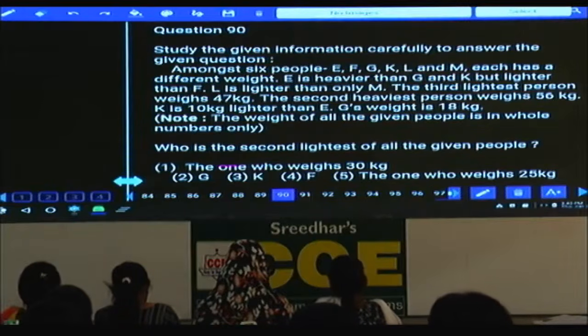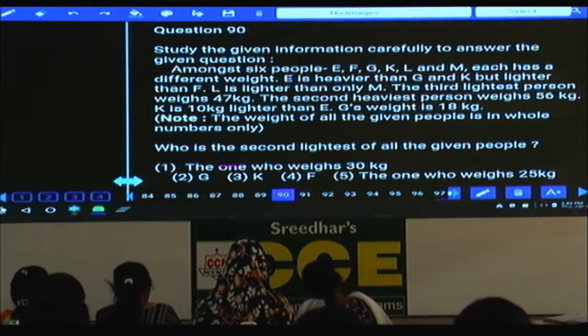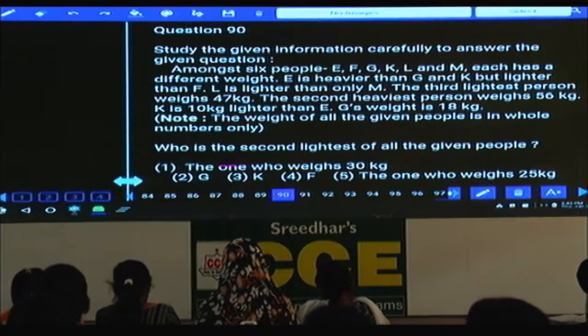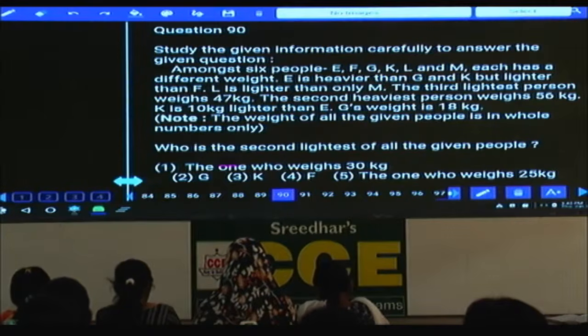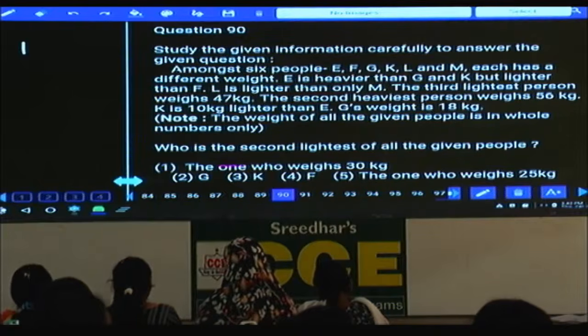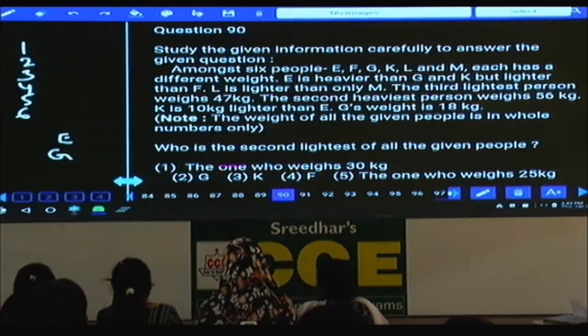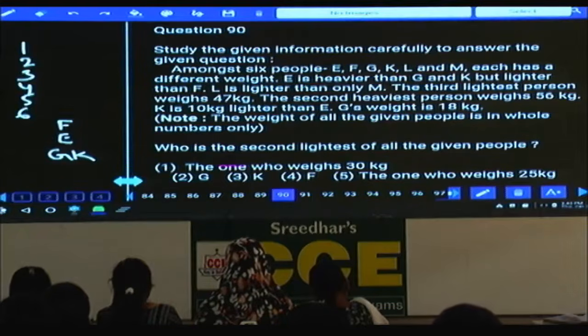Now in this question number 90, how many people are there? There are 6 people: E, F, G, K, L, M. Each has a different weight. Now these 6 persons are being compared in their weight. E is heavier than G and K. How many people are there? 6 people: 1, 2, 3, 4, 5, 6. Now this E is heavier than whom? E is heavier than G and K, but lighter than F. E is lighter than F. F, E, G and K, in that order.